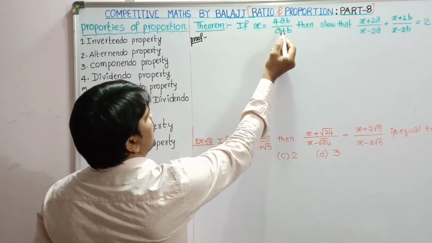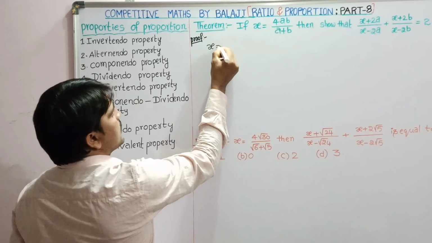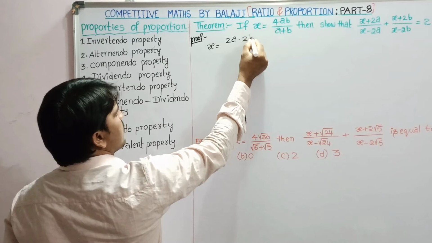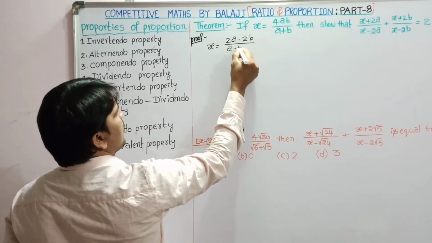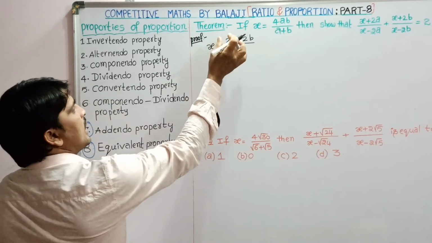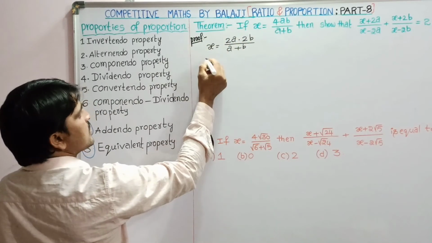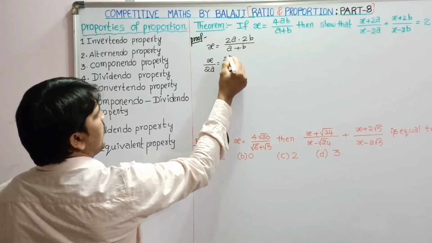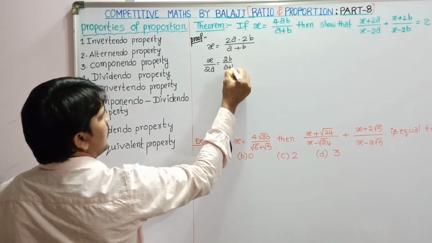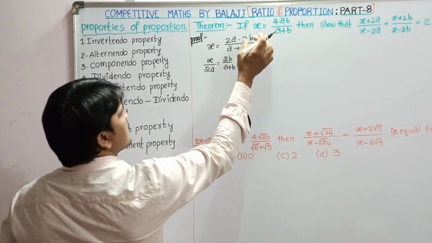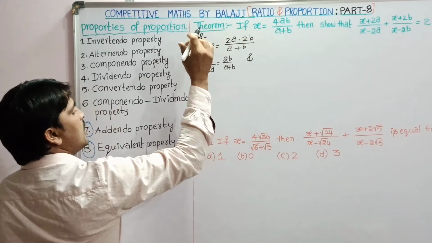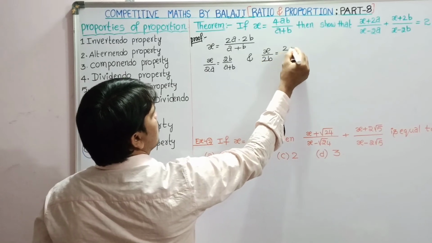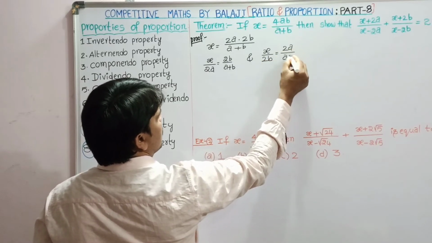Given x equals 4ab by a plus b, this 4ab can be split as 2a into 2b, whole by a plus b. Now consider the numerator 2a to the LHS side. Then we get x by 2a equals 2b by a plus b. And if we take the numerator 2b to the LHS side, we get x by 2b equals 2a by a plus b.